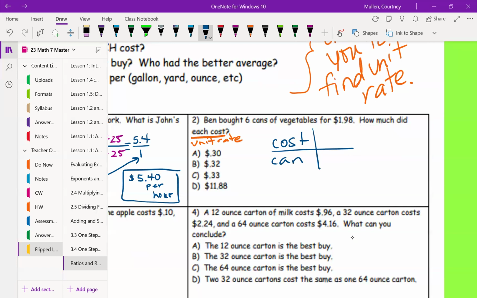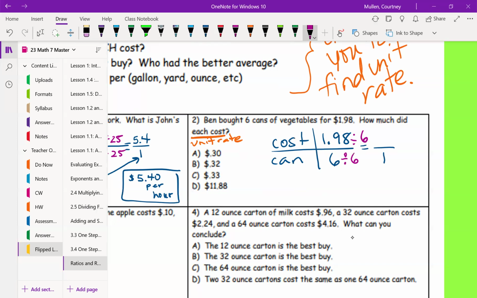Well, how much did it cost? $1.98. For how many cans? 6. And again, since it's asking us for the unit rate, we know we need the denominator to be 1. So what can we divide the denominator by to make it 1? 6. Exactly. So we'll divide the numerator by that as well.